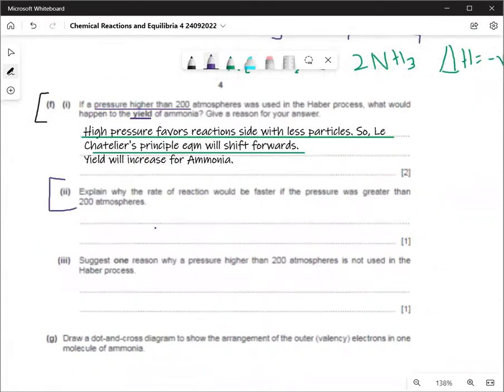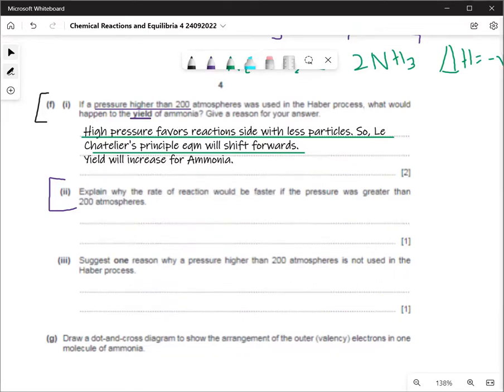Read the next question, Niranjana. Explain why the rate of reaction would be faster if the pressure was greater than 200 atmospheres. Why will it be higher? Read your answer, which I gave you, for the effect of high pressure, concentration, and temperature on rate of reaction. Check your notebook. Effect of high pressure on rate of reaction.